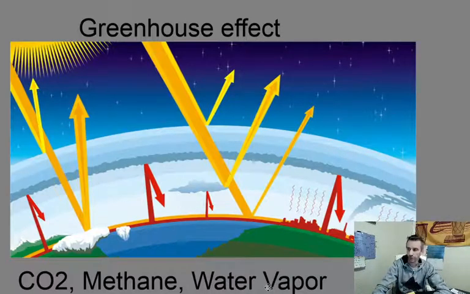So water vapor is a massive driver of the greenhouse effect. Water vapor in the atmosphere will cause this reflection back down towards Earth of heat energy. And in fact, most of the greenhouse effect that happens on Earth happens because of water vapor. And that's a good thing. We like a nice warm climate.